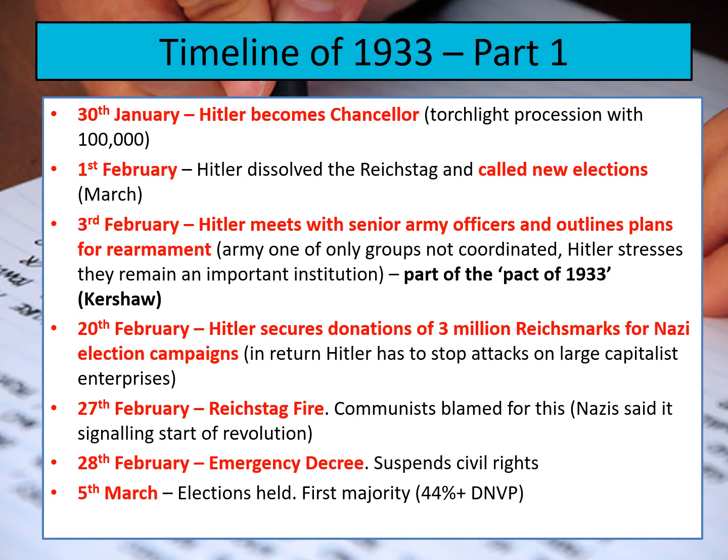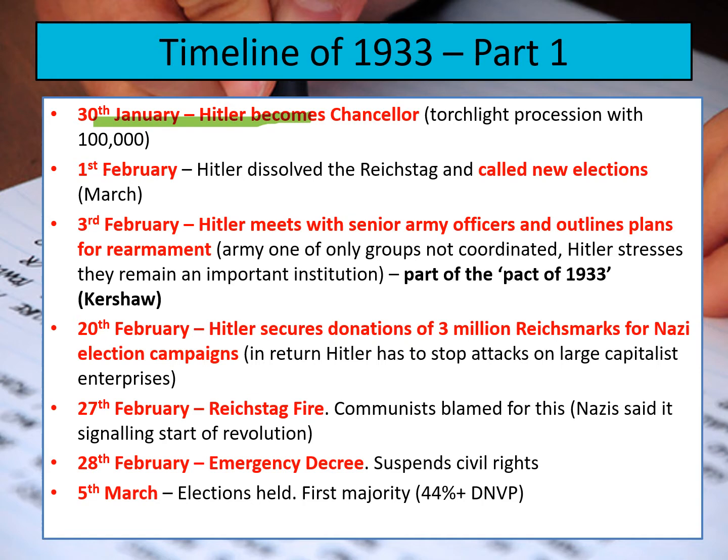Obviously, as we already know, Hitler became the Chancellor on the 30th of January 1933. The Nazis wanted to mark that as a very important event, a real change to German society, and they did that with the torchlight procession with over 100,000 people to demonstrate that this was going to be a real change.